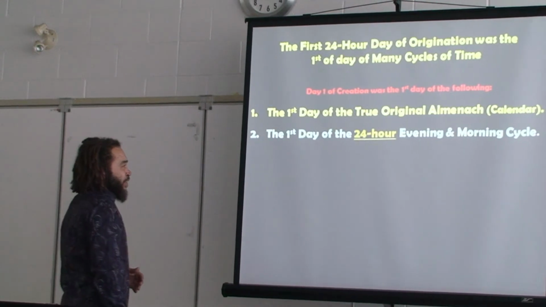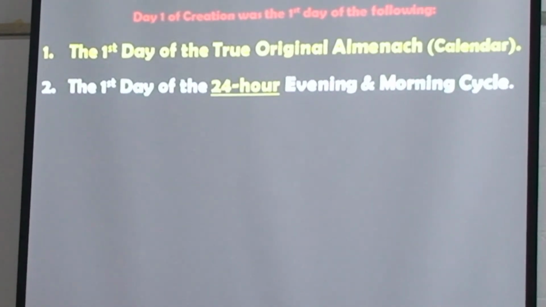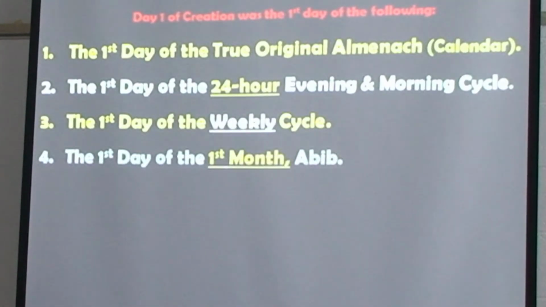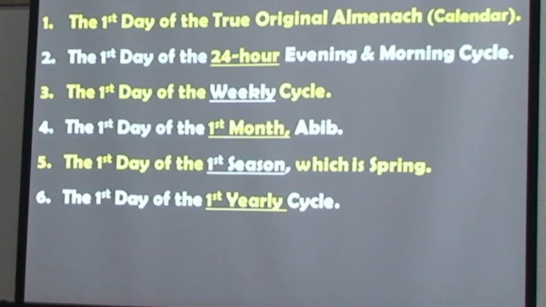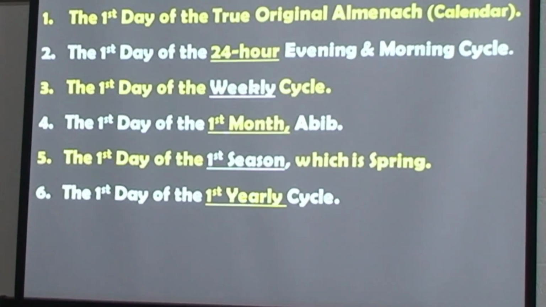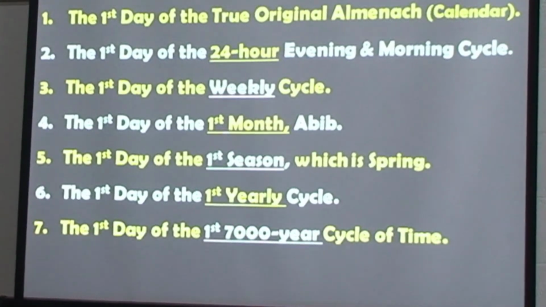It's also the first day of the first 24-hour evening and morning cycle. We're talking about Genesis 1. It's also the first day of the weekly cycle. It's the first day of the first month, which we call Aviv. It's the first day of the first season, which is spring or the latter rains. And it's also the first day of the first yearly cycle. And it's the first day of the first 7,000-year cycle of time.